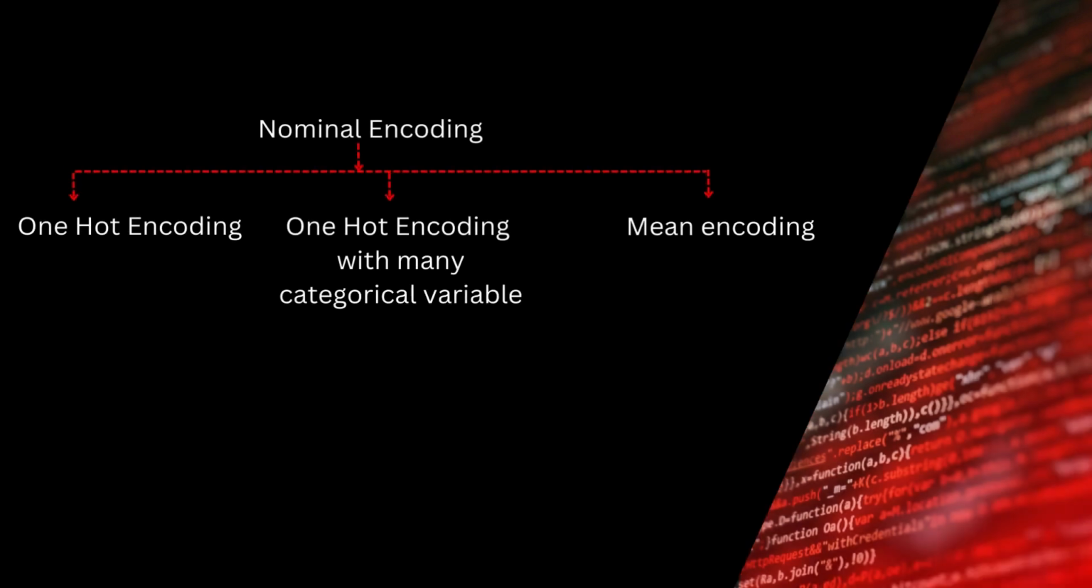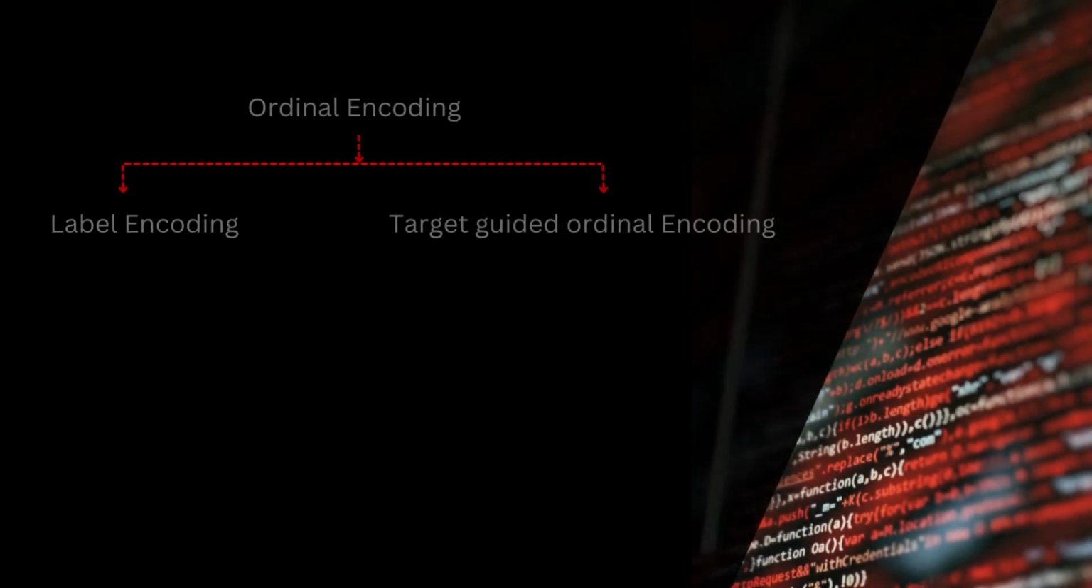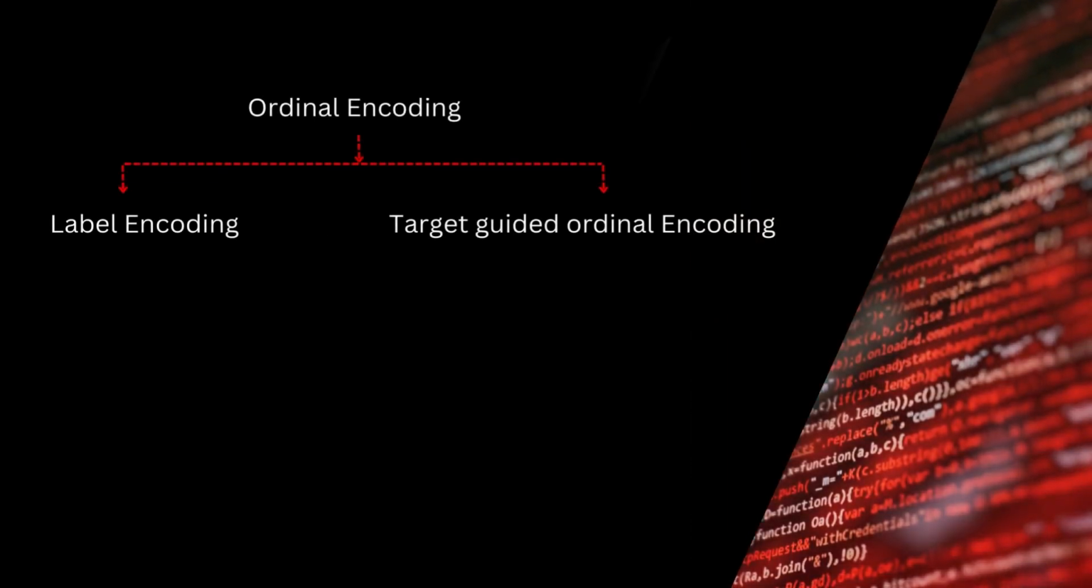In nominal encoding, we have three types of encodings: one hot encoding, one hot encoding with many categorical variables, and mean encoding. Now in ordinal encoding techniques, we have label encoding and target guided ordinal encoding technique.